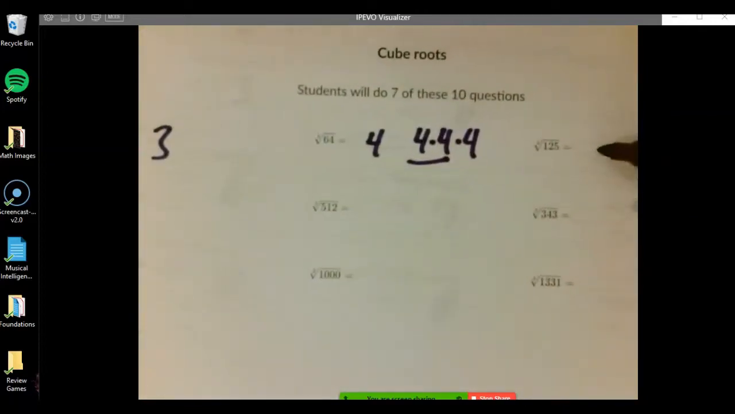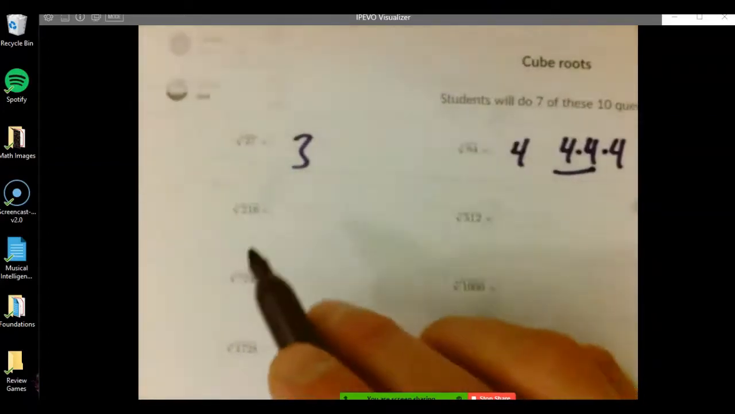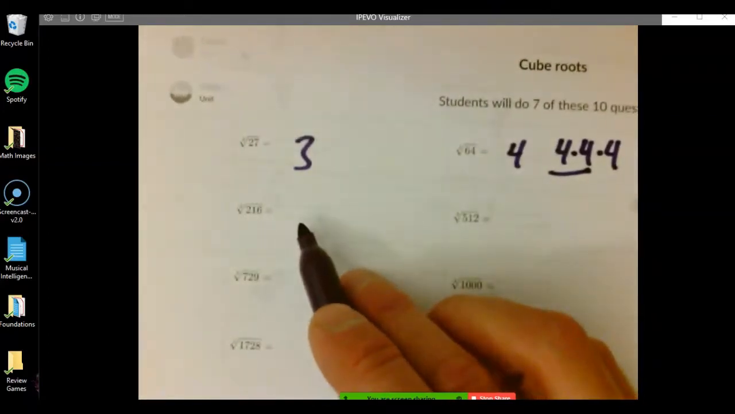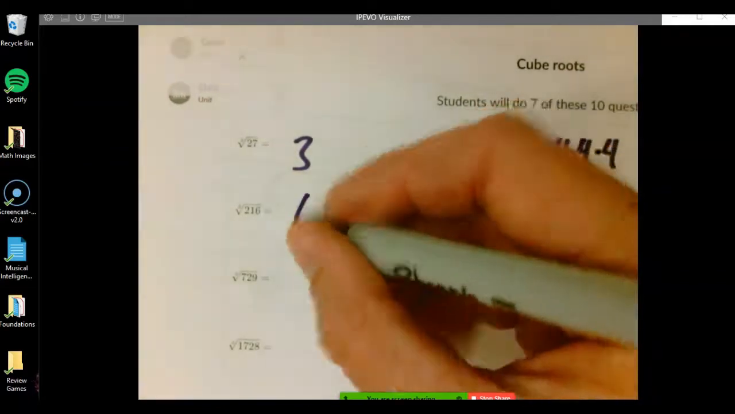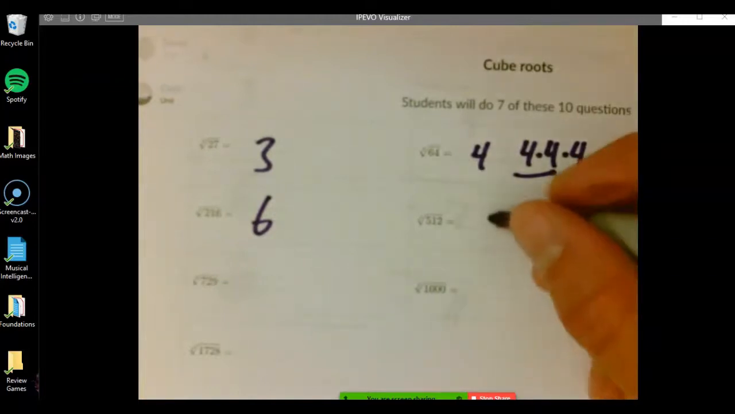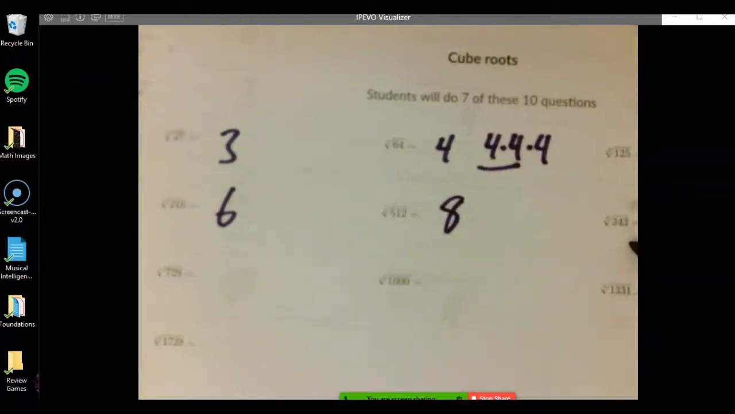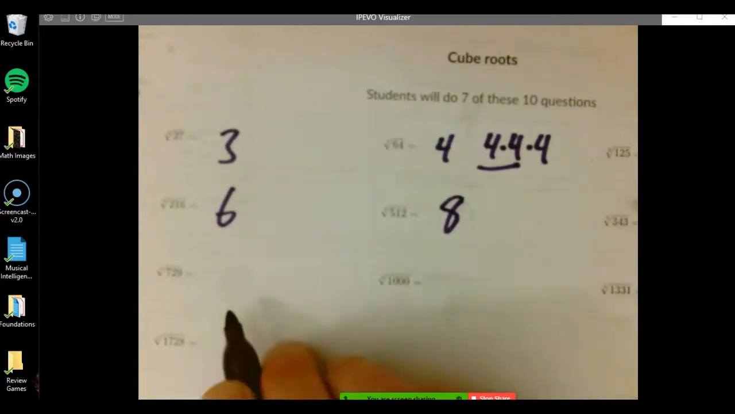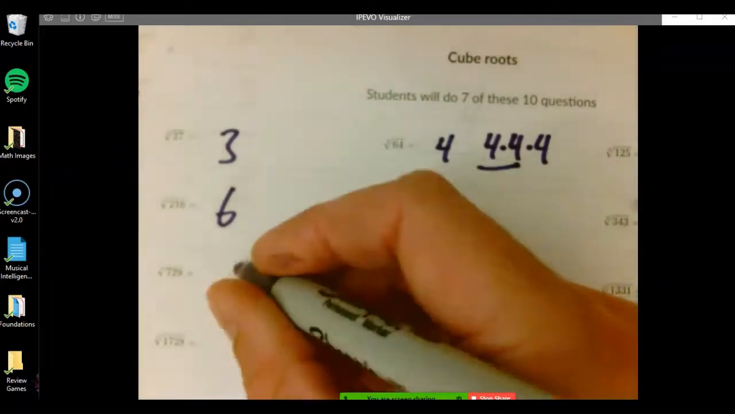Cube root of 125. 5. Careful, don't assume that they just keep going up. Cube root of 216. 6. Yeah, but it seems like they are. Cube root of 512. 8. Oh, 8. Cube root of 343. 7. Yeah, there's our 7. Cube root of 729. 9.